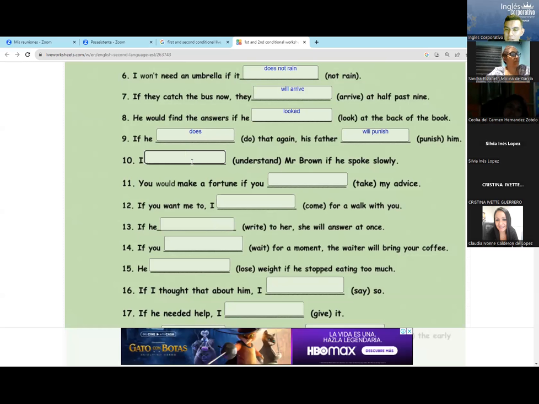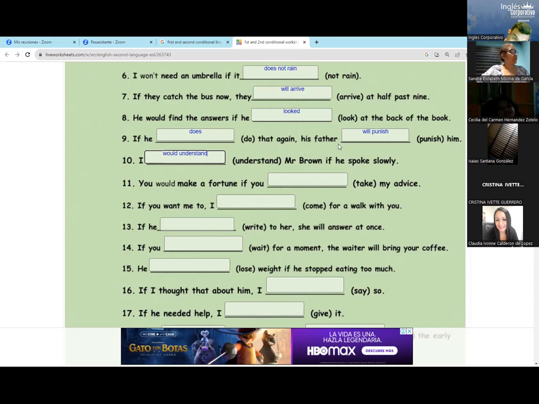Here it gives us the second part, so we need to fill in the blanks. Will understand. Would understand. Why would? Because here it says he spoke, it is in past. If he spoke, si él hablara lentamente, I would understand. Yo le entendería. Yeah, I would understand.